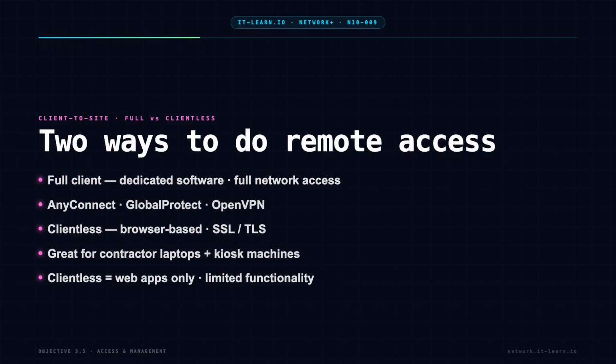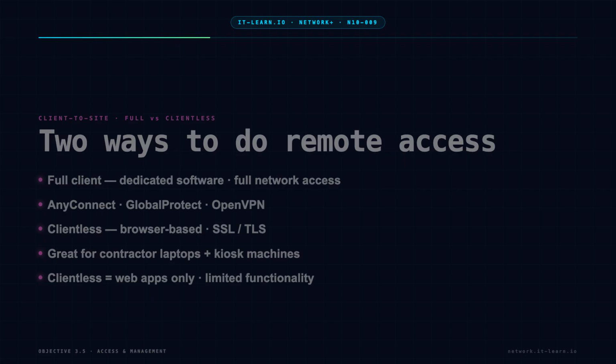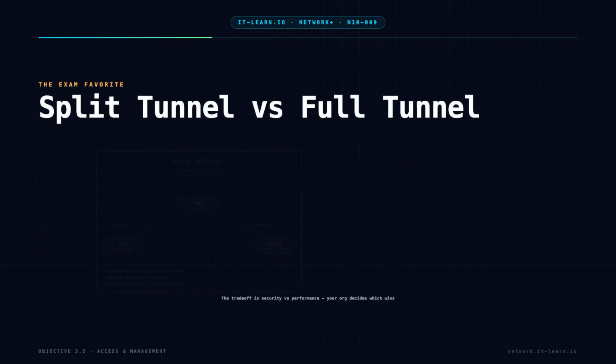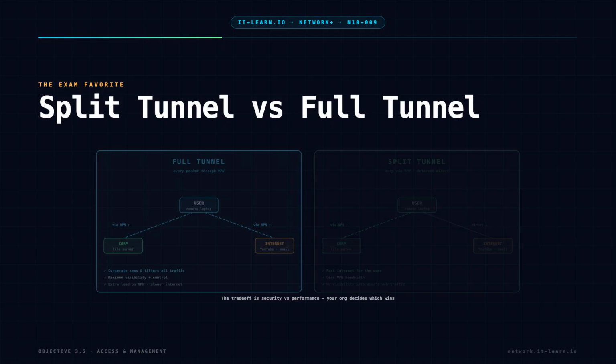And here's the question that trips everyone up on the exam: split tunnel versus full tunnel. In full tunnel, every single packet from the user's device goes through the VPN. Checking email? Through the VPN. Watching YouTube? Through the VPN. Googling lunch spots? Yes, through the VPN. Your corporate security team sees everything. They filter it, log it, control it. Downside: every bit of that user's traffic lands on your VPN concentrator. Bandwidth goes up, user experience goes down. And that YouTube video is traveling corporate to internet and back instead of direct.